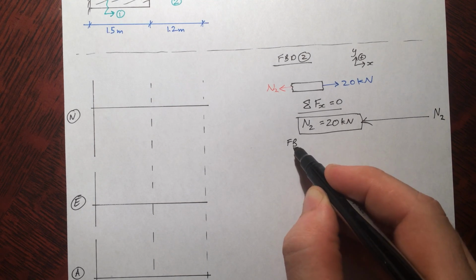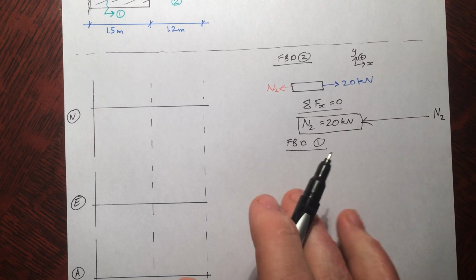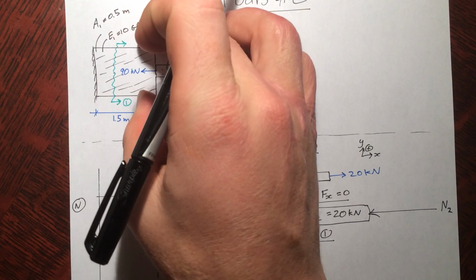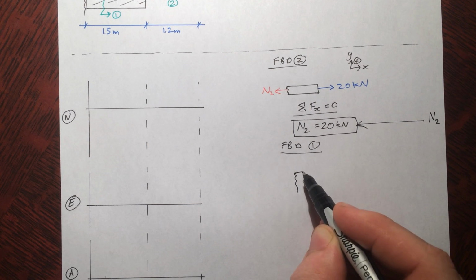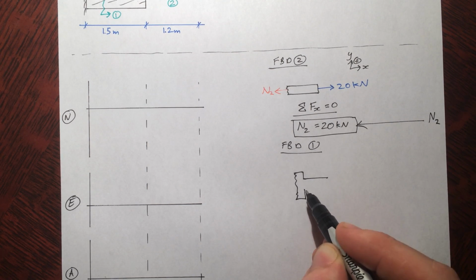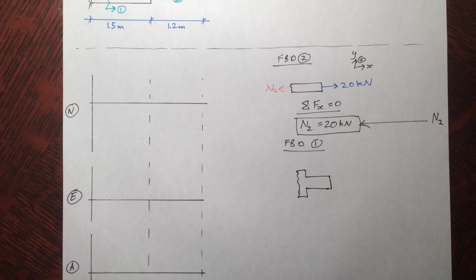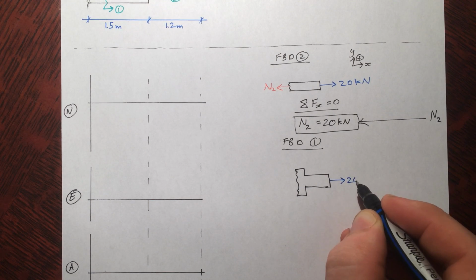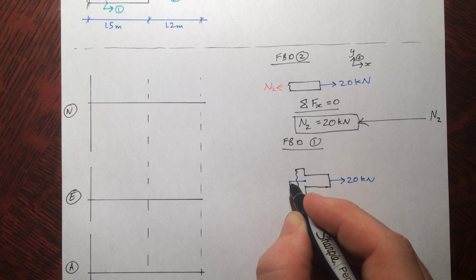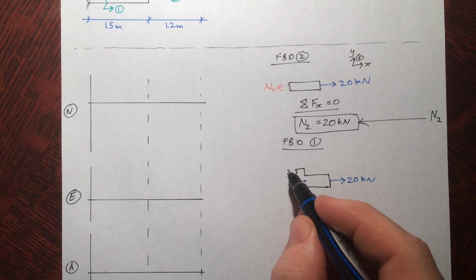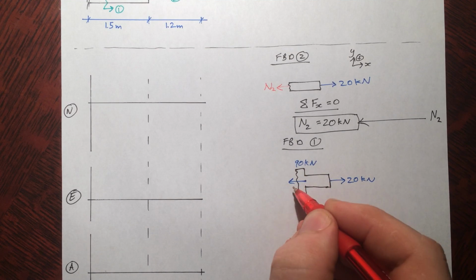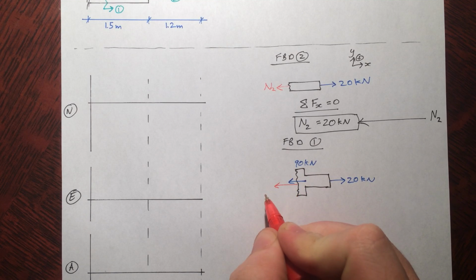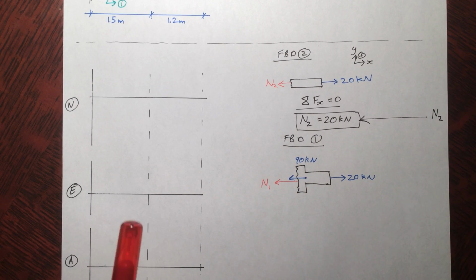Alright, free body diagram 1. So this one is this whole piece here, thick and thin piece. Let's draw a little representation of that, just like this. And on this piece we have multiple forces acting. We have 20 kilonewtons here. And there we have 90 kilonewtons. And don't forget, at the cut, there's going to be some sort of internal reaction resisting these two. N1.